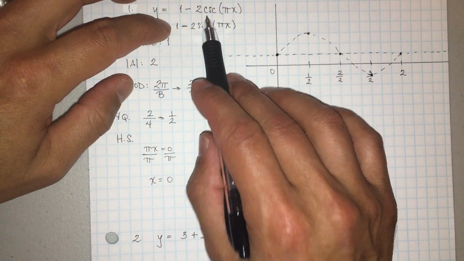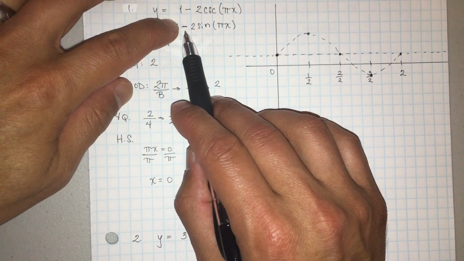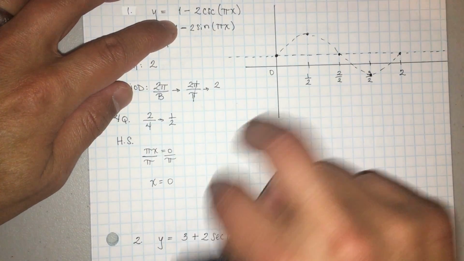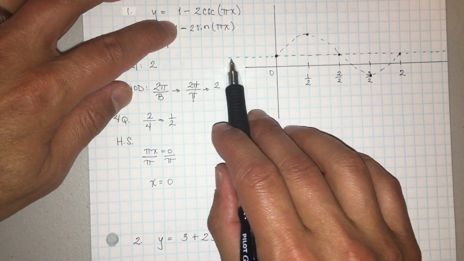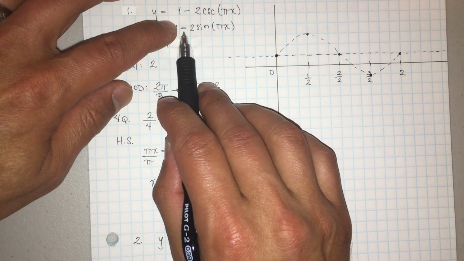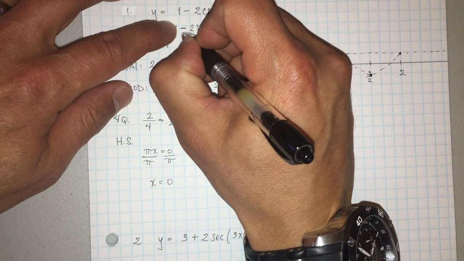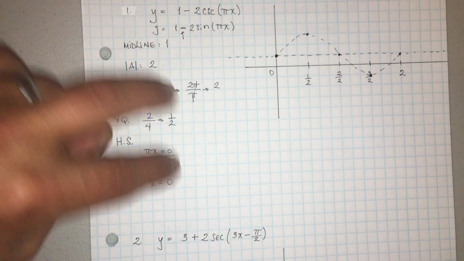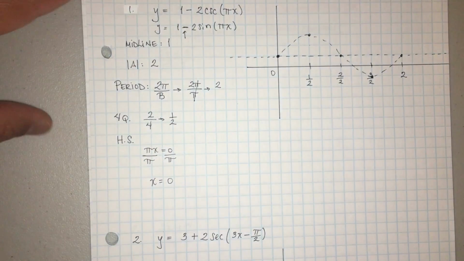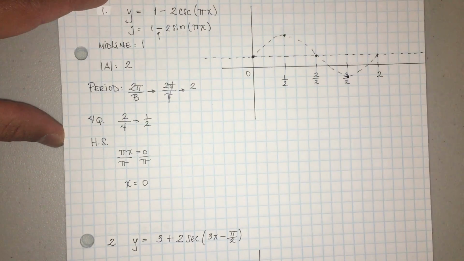First thing, before we do the cosecant, you see how there's a negative in the front of the 2? That means we're going to have to flip it. We're going to have to reflect it across the midline here. Do you see that negative right in front of there? Okay, that tells me I have to reflect it.